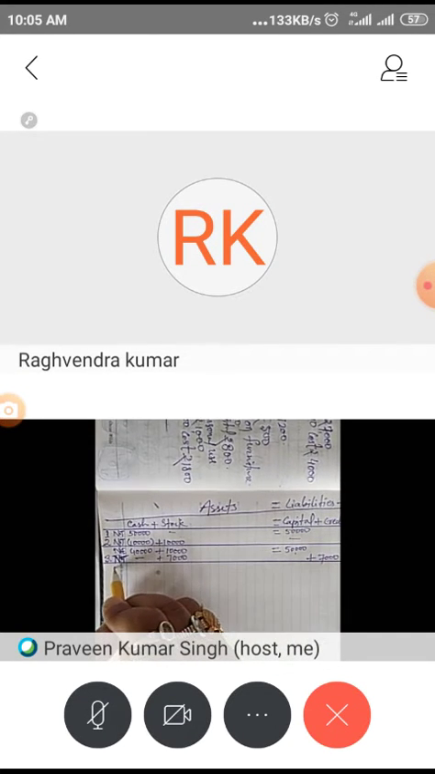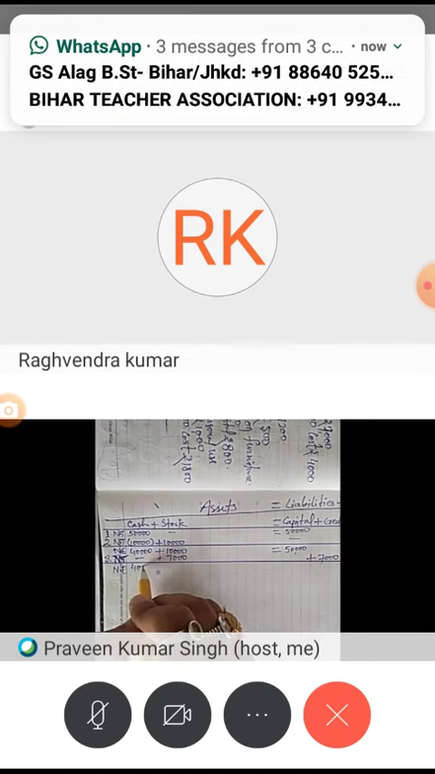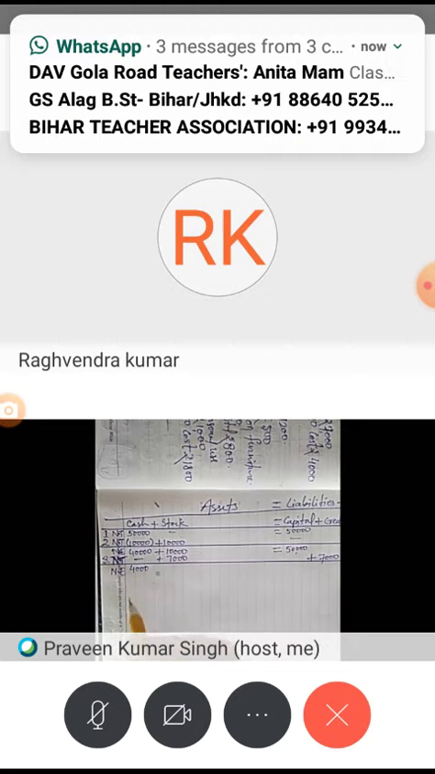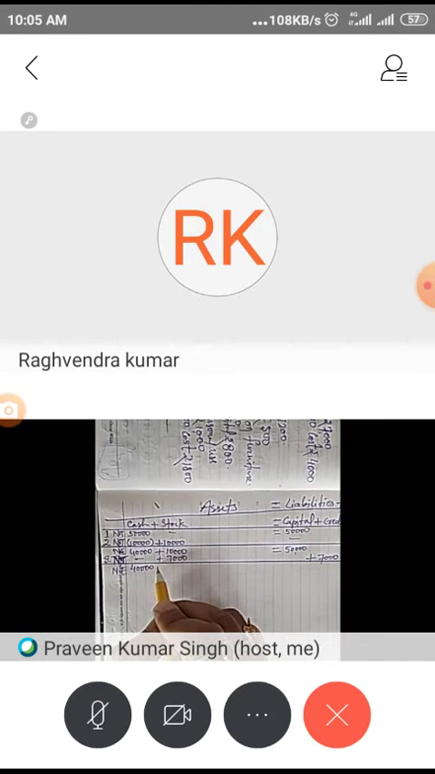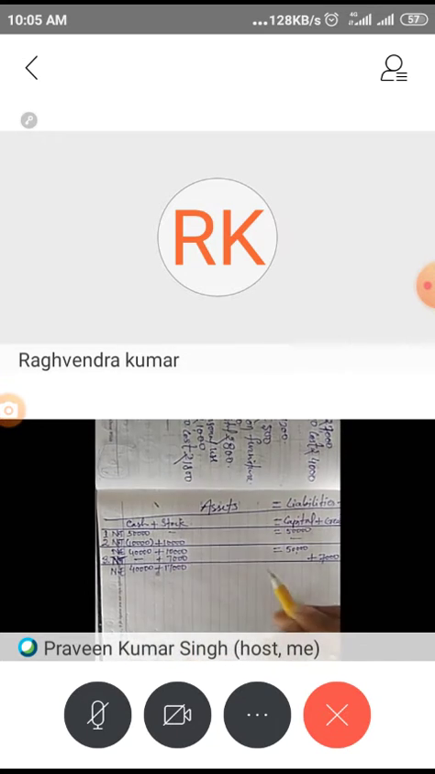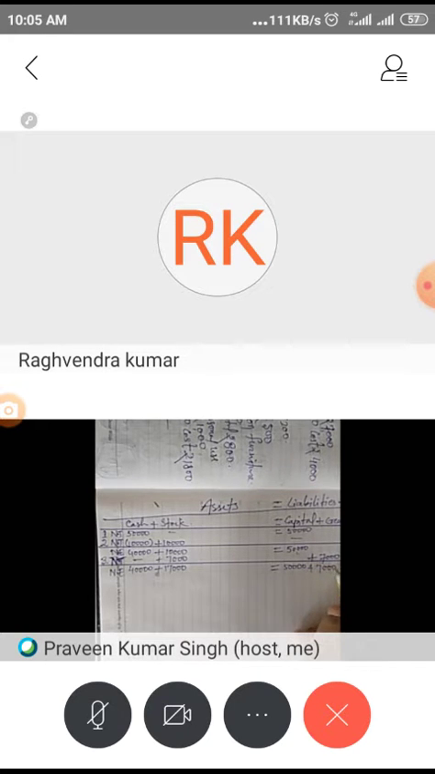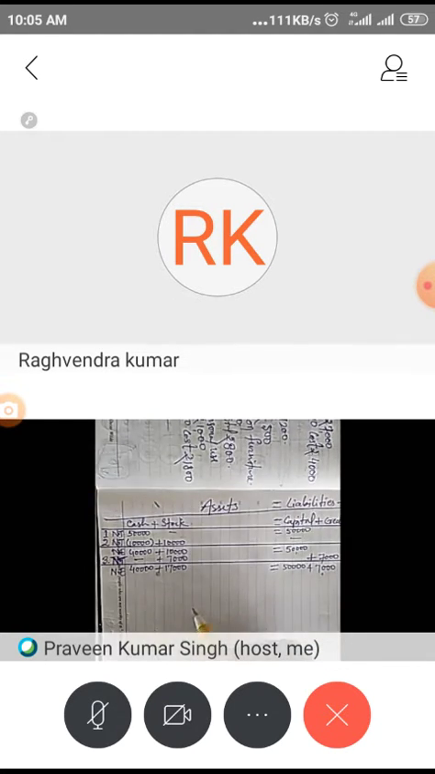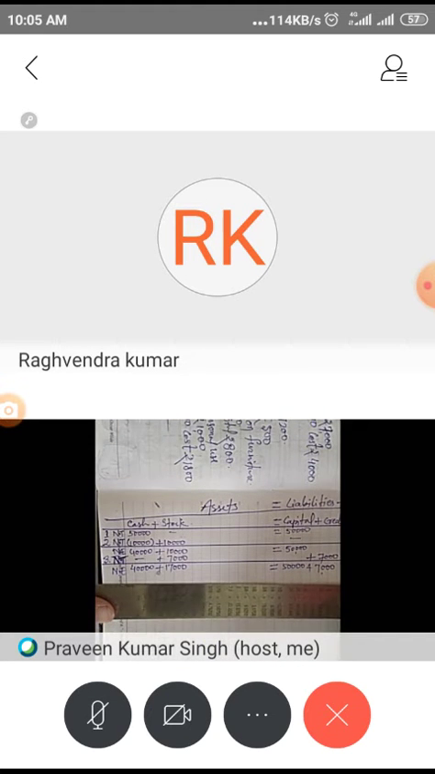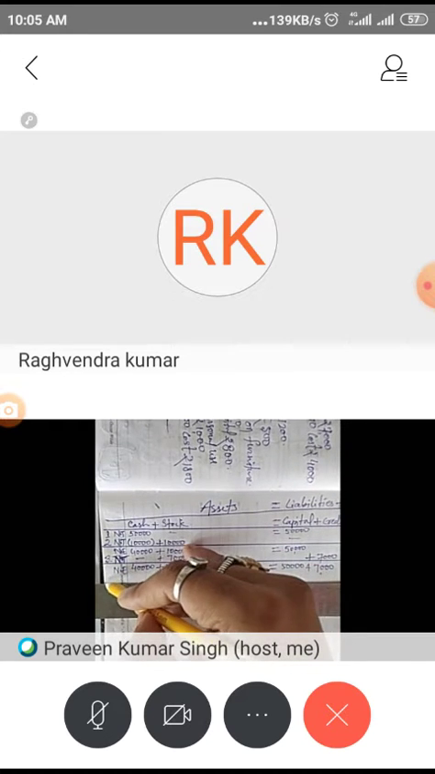Now the new equation will be 40,000 plus 17,000 equal to 50,000 plus 7,000. Now I will add the fourth new transaction in this equation.